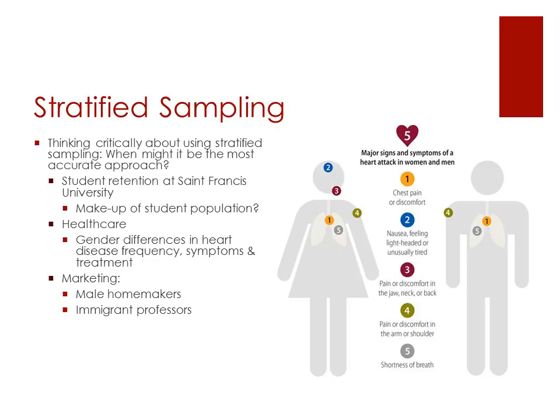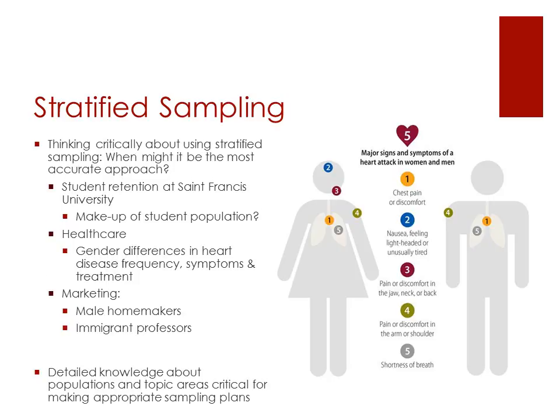Well, again, professors who are citizens of the United States of America may have very different concerns and issues than individuals that are immigrants. So if I want to make sure that I'm putting a program in place that's going to help me retain all of my professors equally, I would probably want to use a stratified sample where I would be looking at both professors that are born in the United States and those that have immigrated to the United States. This would help me, again, look at similarities across the groups and also important differences that I need to pay attention to. So, when we're looking at stratified sampling, it helps us get a detailed knowledge about populations and topic areas that may be critical for making appropriate sampling plans.